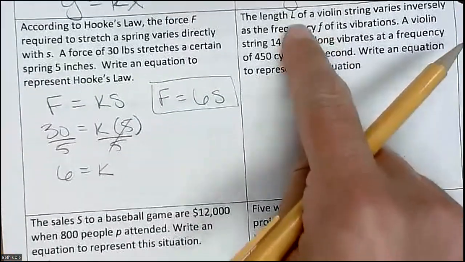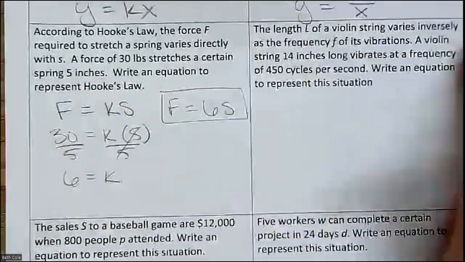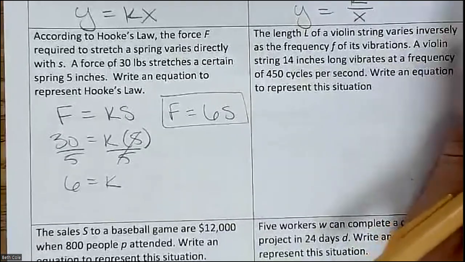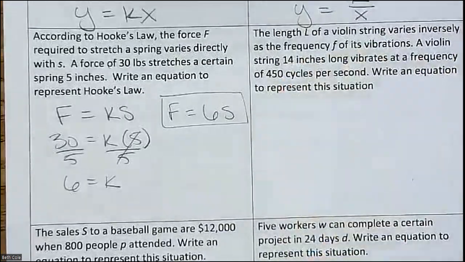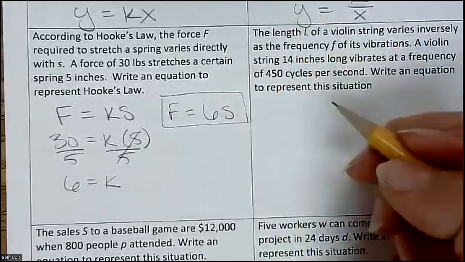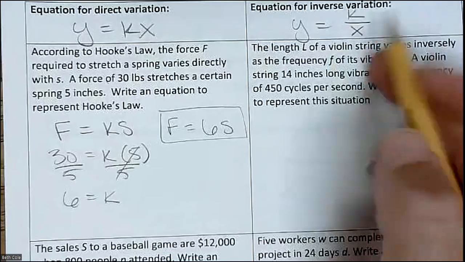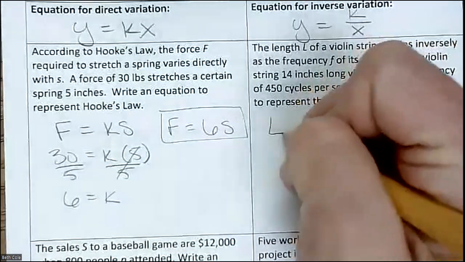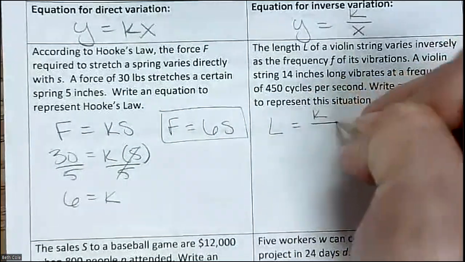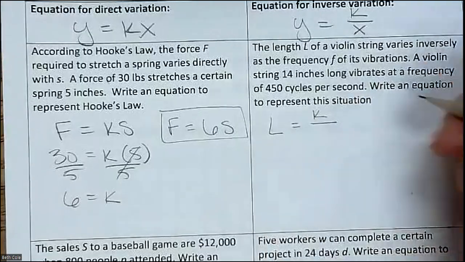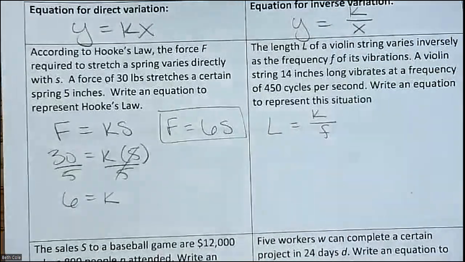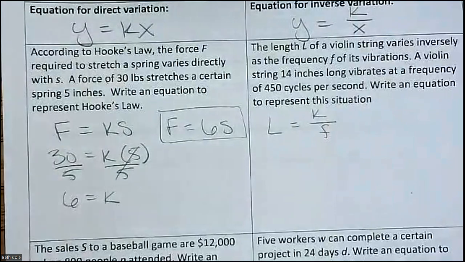Now for this one, the length of a violin string varies inversely with the frequency of its vibrations. So instead of it looking like a line, it's going to look like this. Again, you can use X and Y, but I'm going to use the letters that are in the problem: L for the length of the string, and F for the frequency of its vibration. You can use whatever letters you want, it doesn't really matter.